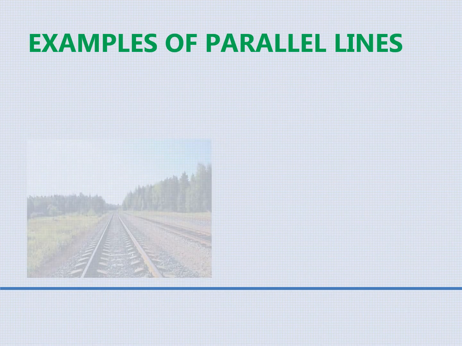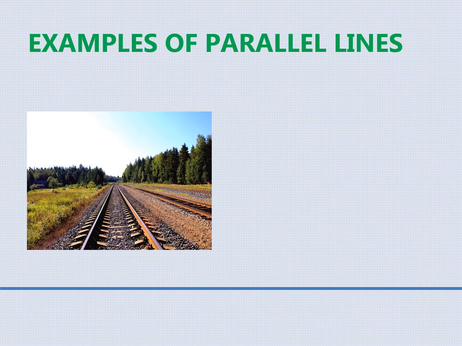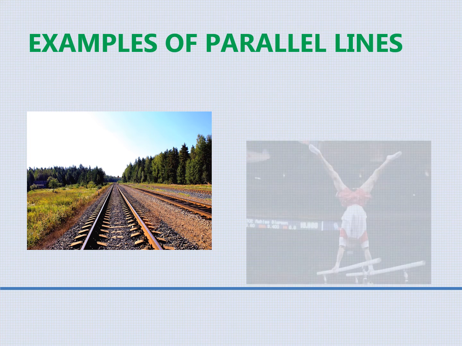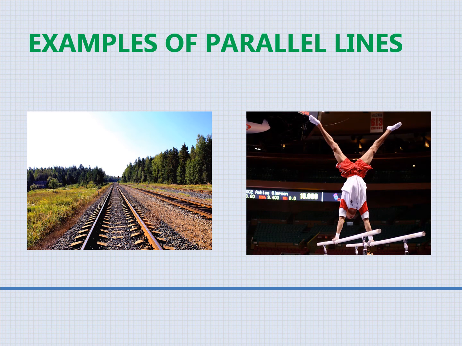Railway lines are a perfect example of parallel lines. These tracks, they never meet each other. Also, you must have seen gymnasts working on parallel bars. Now look around yourself and try to find other examples of parallel lines.